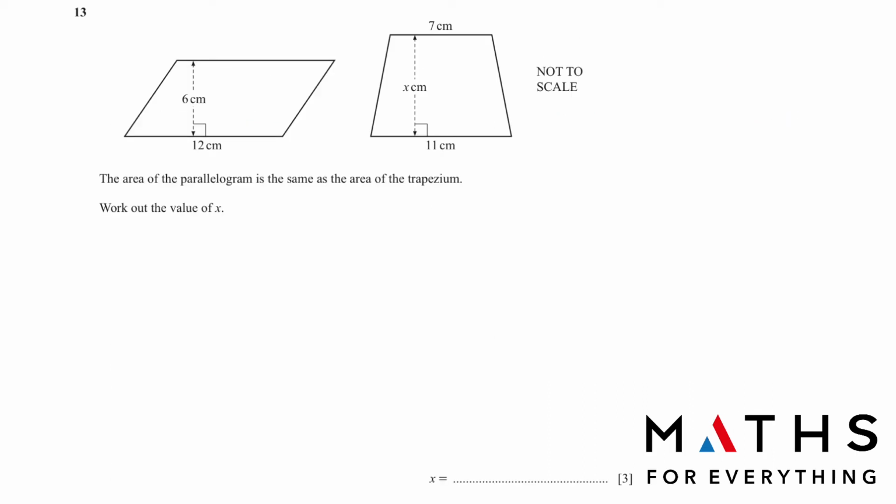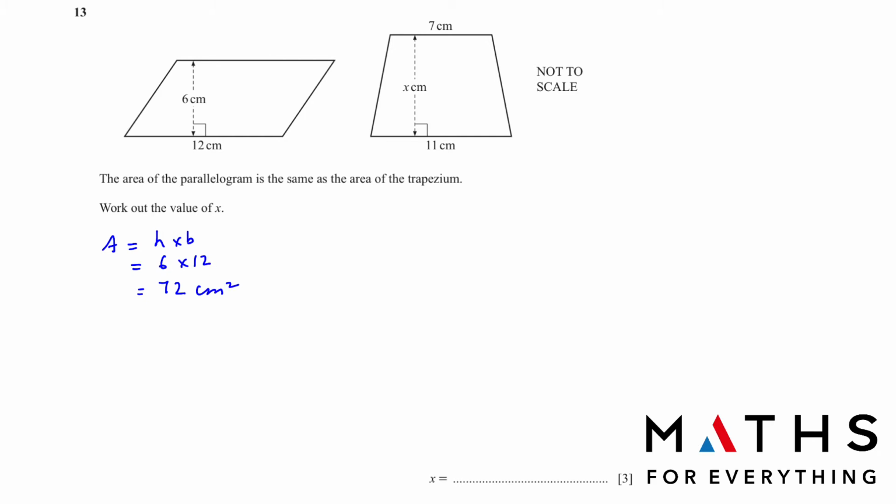Question number 13. We have been given 2 shapes, a parallelogram and a trapezium. The area of the parallelogram is the same as the area of the trapezium. Work out the value of x. For this, you need to know the formula for both the area of the parallelogram and the area of the trapezium. Area of the parallelogram can be found by height times base. Our height is 6 cm and base is 12 cm. So this will give us 72 square centimeter.